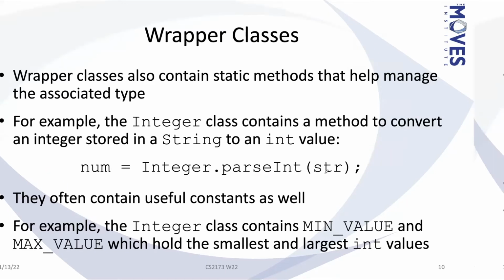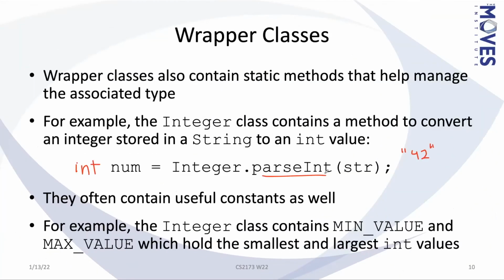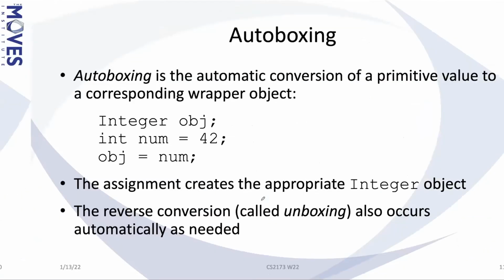The parseInt does exactly what it says. It parses the value and returns a primitive int from that string. There are other useful constants, like for example, Integer has MIN_VALUE and MAX_VALUE, and that holds the largest and smallest integer values. The Double wrapper, for example, has, in addition to that, things like NaN, not a number. It has positive and negative infinity, and a bunch of other useful things.